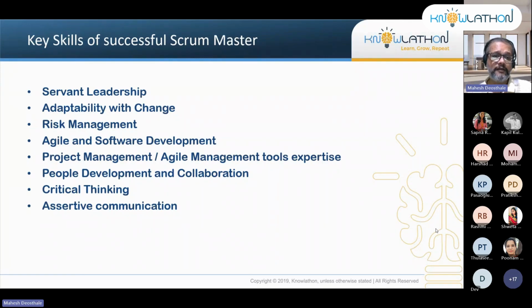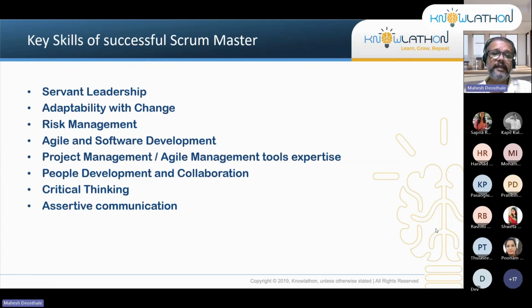Now, again, mark a word here. It is people development and collaboration. It is not people management. Okay, so the Scrum Master will never manage people, but they will ensure that with their actions, with the decisions that they are driving, with the kind of approach they are taking for problem solving, the team members as individuals will have some skill development. Correct? And the teams will be working in collaboration also.